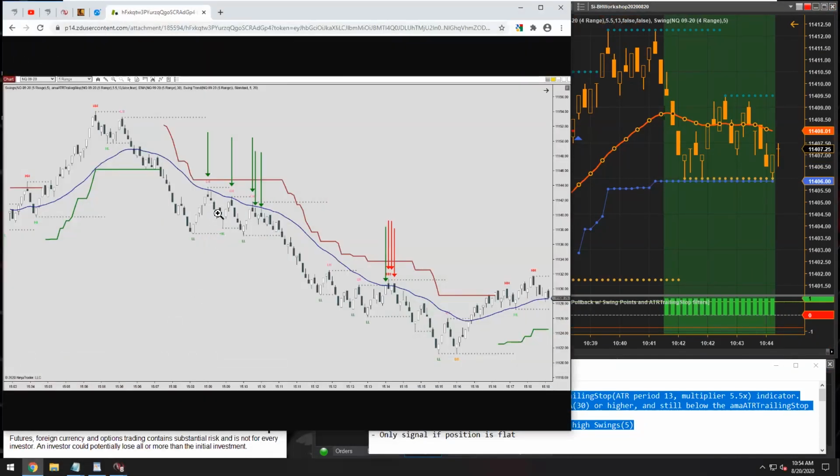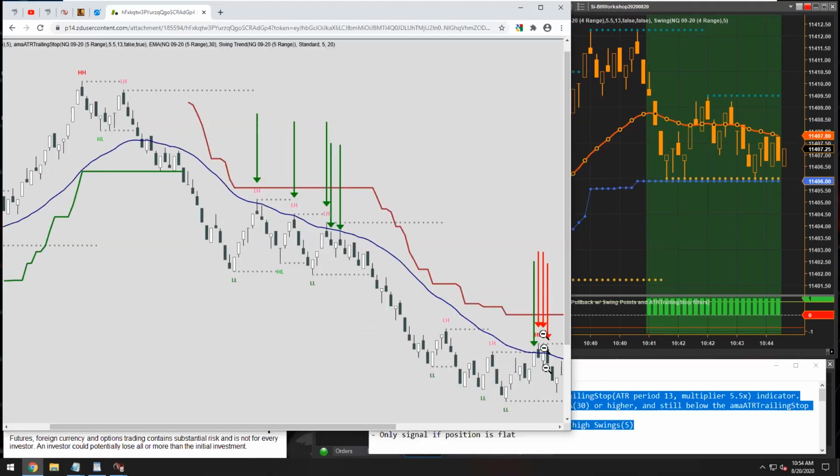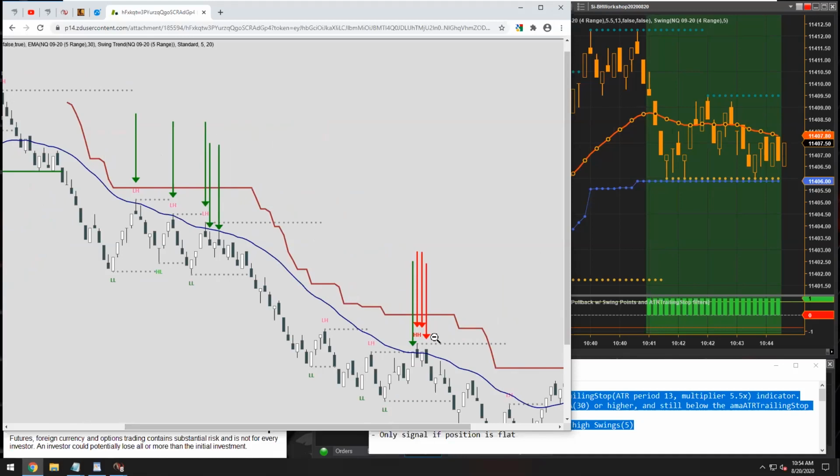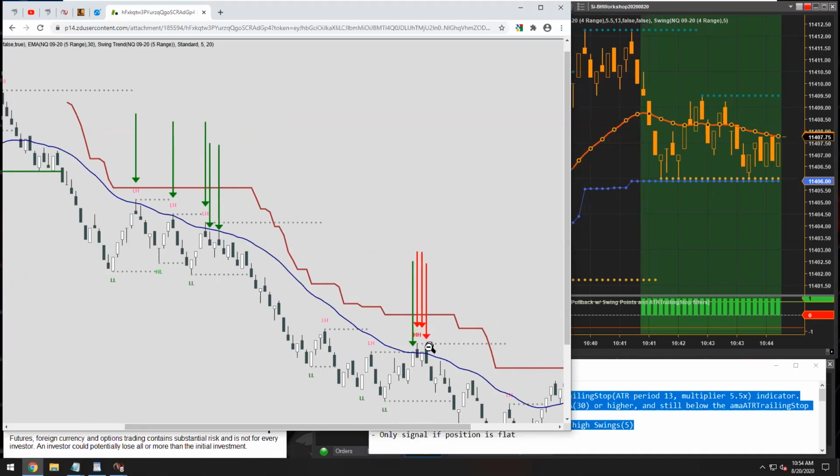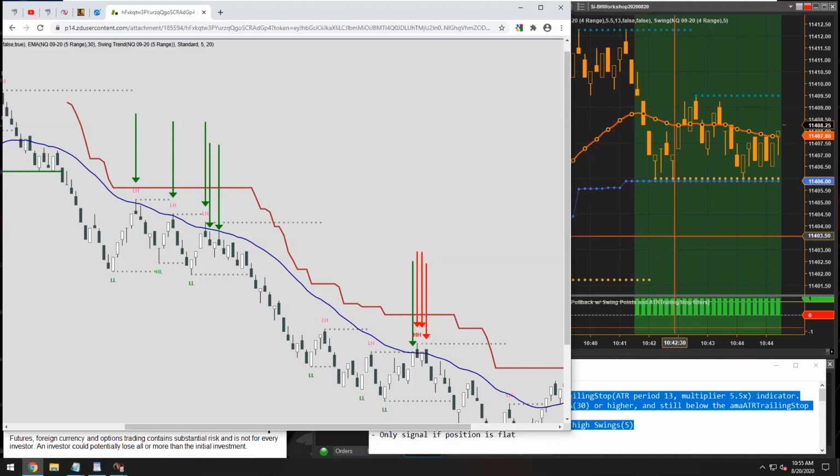Let's take a look here. All right, actually I'd say this falls in line with the screenshot. So there we go. We do have a bunch of arrows here where price is staying really close to the EMA 30. So I guess this is what is to be expected, to see a bunch of continuous signals there.